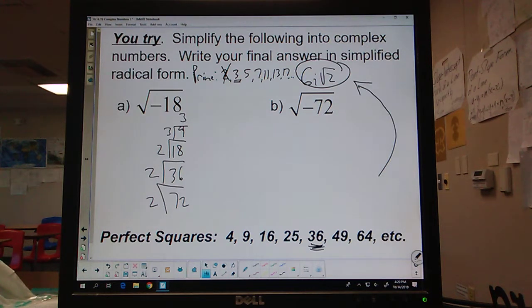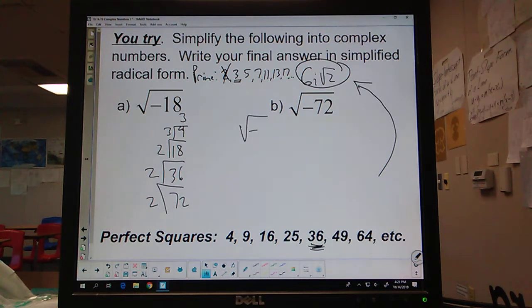There's no more division because now you've got a prime number at the top. But what all this means is 2 times 2 is 4. 4 times 2 is 8. 8 times 3 is 24. 24 times 3 is 72. In other words, 72 is the same as 2 times 2 times 2 times 3 times 3.